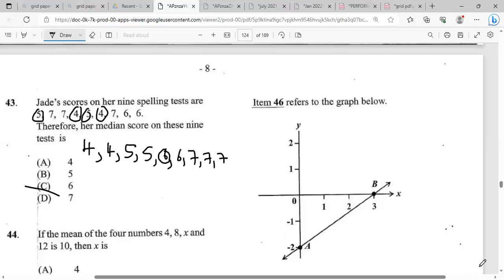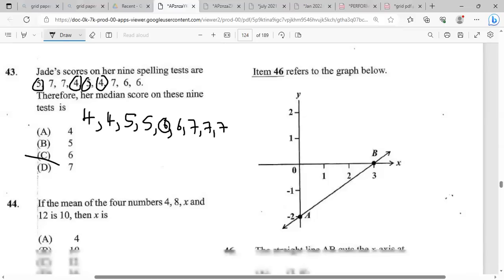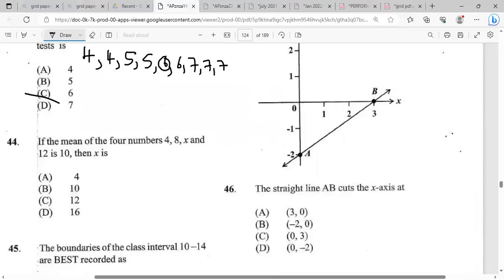All right, so let's go to 44. So, mistakes can happen in maths, right? If the mean of the 4 numbers 4, 8, x, and 12 is 10, then x is. So all we need to know is there are 4 numbers. We need to find the aggregate score, meaning what number we divide by 4 to give a 10, which is 40. 4 and 8 and 12 are 24. So 24 plus what gives you 40? That's your answer, and that is 16.